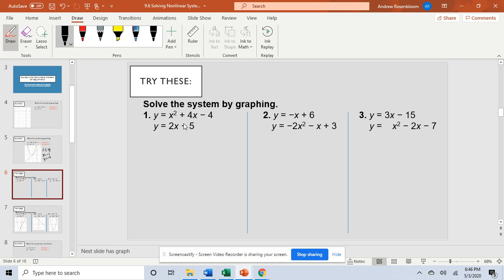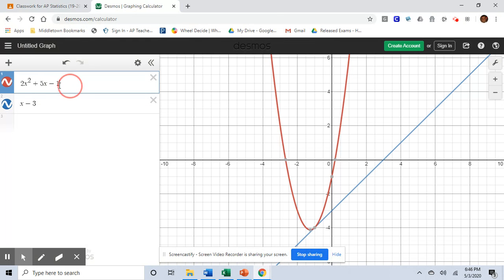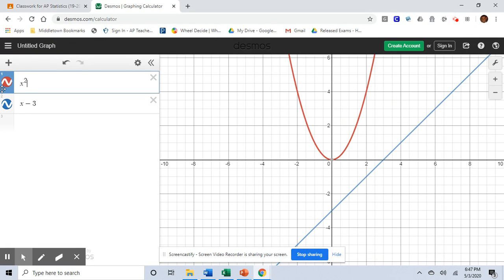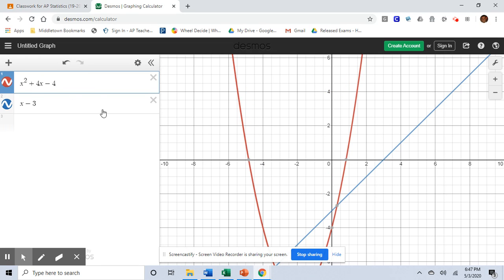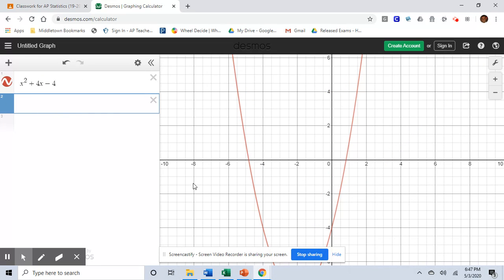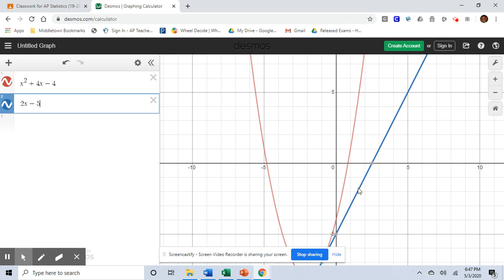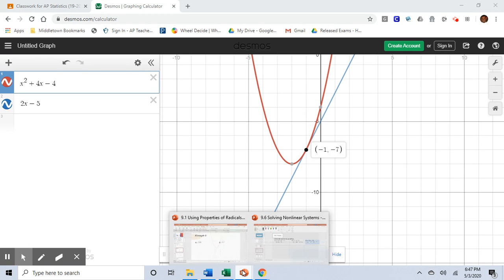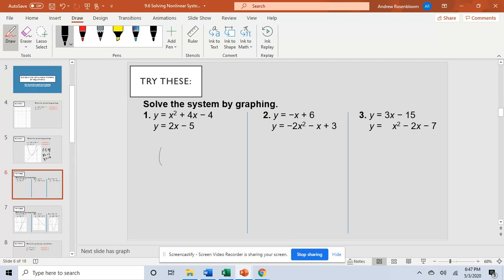So let's look at the second one, which is y equals x squared plus 4x minus 4 and y equals 2x minus 5. So I'm going to get rid of these. x squared plus 4x minus 4. And then our second equation was 2x minus 5. So if I'm looking for the point of intersection, there's only one point again in this one, and that happens to be at -1, -7. So my only solution to this particular system would be -1, -7. Now, both of these only have one solution, but it's possible that you can have more than one solution.